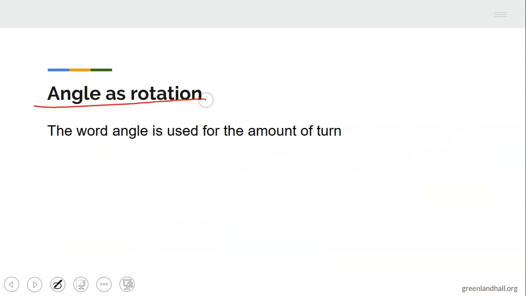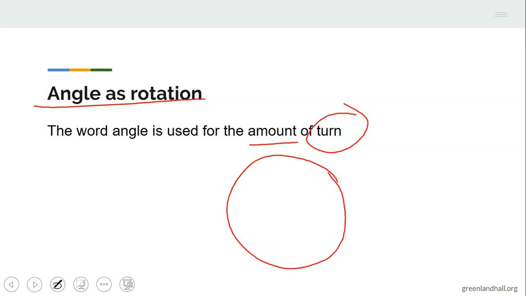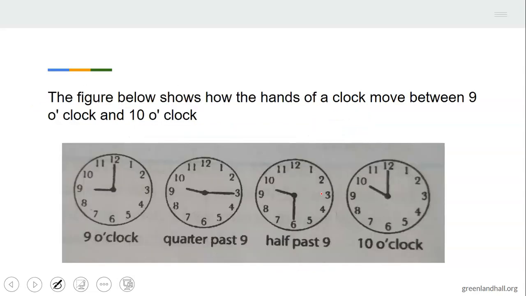Now, angle as rotation. The word angle is used as the amount of turn. For instance, when you turn round a circular table, we call it the amount of turn. This is your initial position. By the time you move to this point, join that point to the center again, you have actually made an angle. That's why angle is considered as rotation. The word angle is used for the amount of turn.